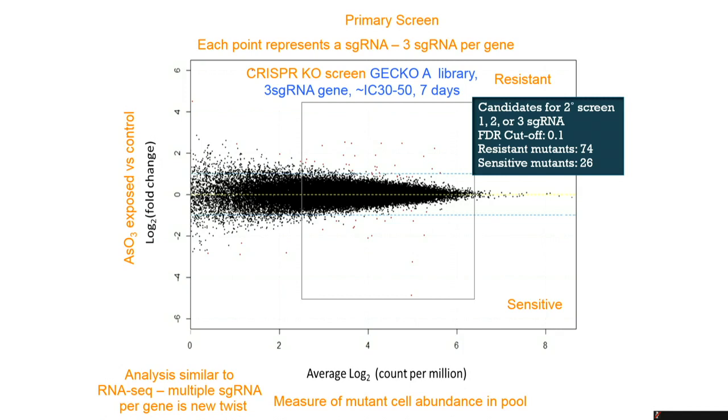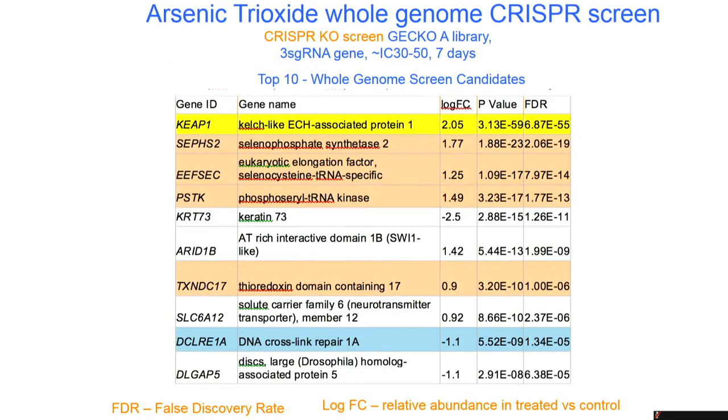And when we did this for the arsenic, we identified candidates for a secondary screen. So we did a two-step process: a primary screen with a whole genome, and then a secondary screen. Here is the outcome from the primary screen, and the data you get is very similar to RNA-seq. You get the gene, obviously, and then a log fold value, which shows how enriched or depleted your mutant cell is in that population.